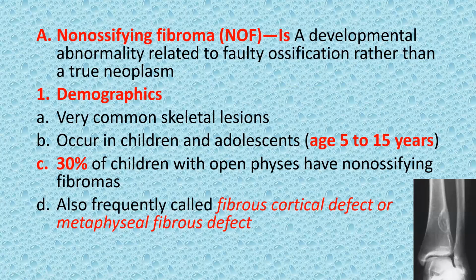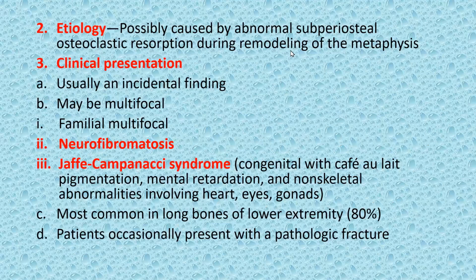It's very common, and it occurs in children from 5 to 15 years. 30% of children with open physis have non-ossifying fibromas, also frequently called fibrous cortical defect or metaphyseal fibrous defects. The etiology, actually, we think it's a disturbance in growth, but we really, again, are not very sure. It's usually due to a disturbance in subperiosteal osteoclastic resorption during remodeling of the metaphysis.